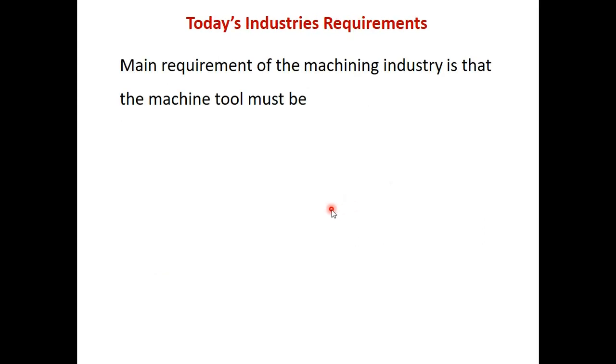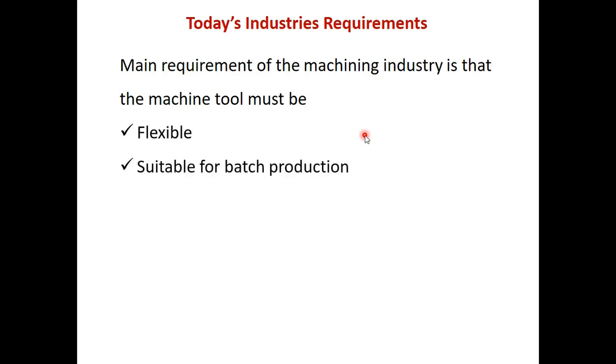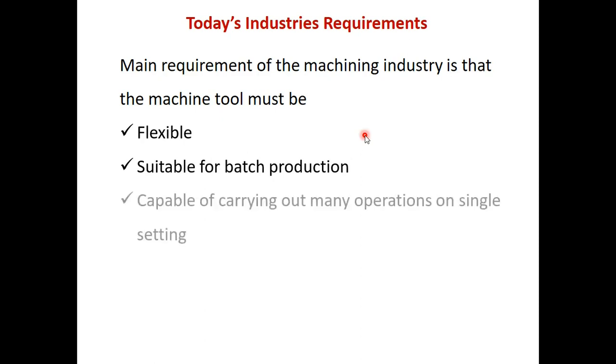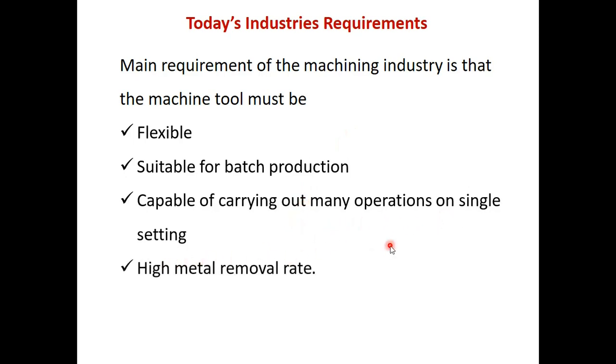So in today's manufacturing industry, what does industry expect from a machine tool? One thing is the machine tool should be very flexible. Second, it should be suitable for minimum batch production, capable of carrying out many operations on a single setting, and high material removal rate.